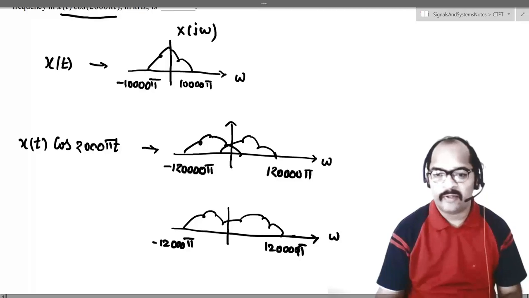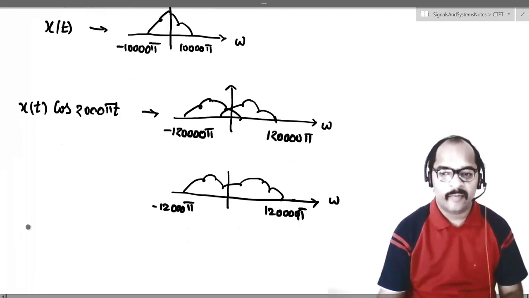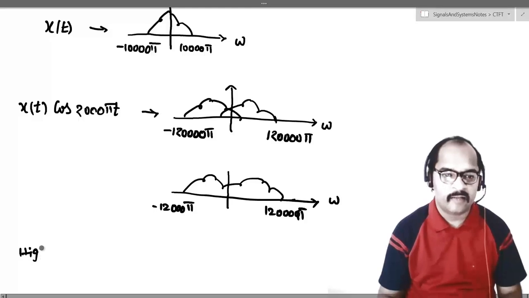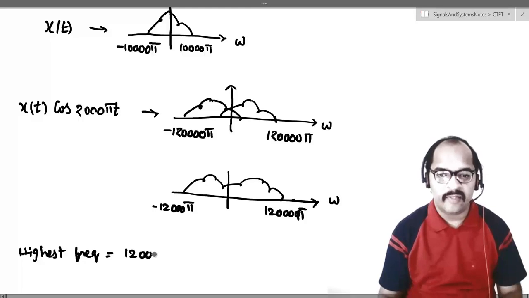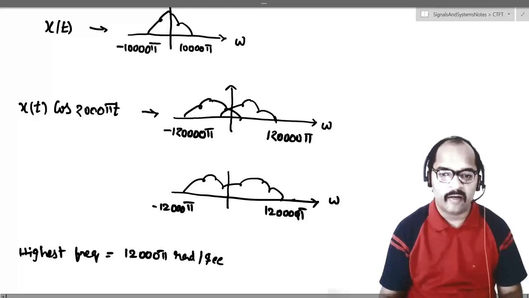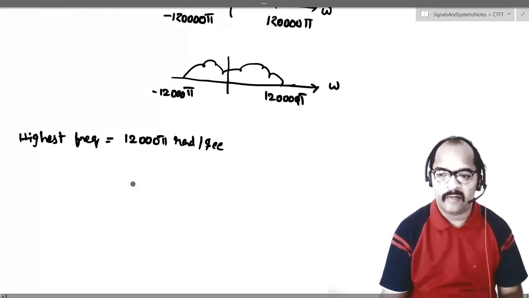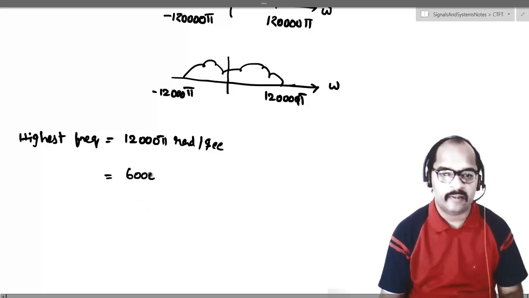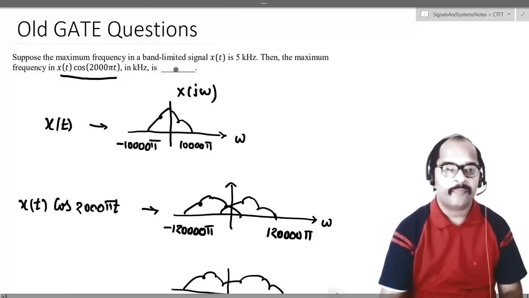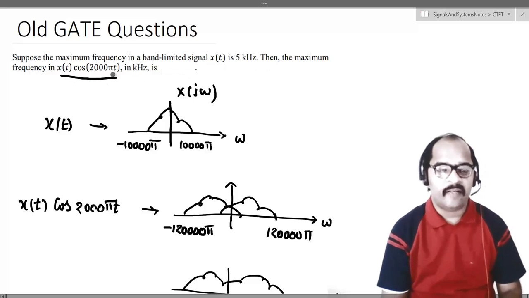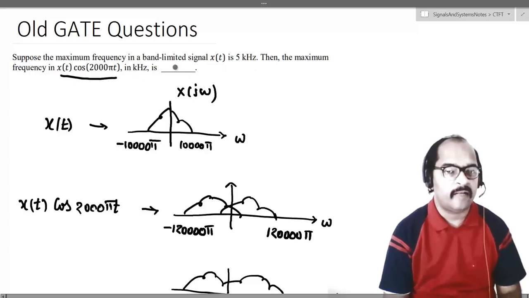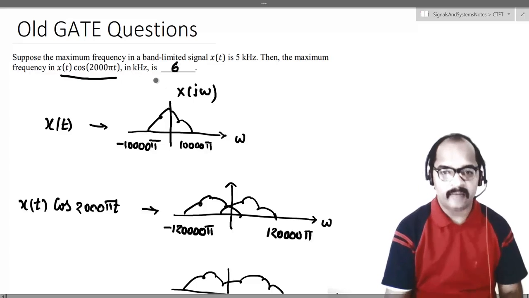So what is the highest positive frequency here? In radians per second it is 12,000 pi. So the highest frequency is 12,000 pi radians per second, or in hertz, that equals 6 kilohertz. So this is 6000 hertz, or 6 kilohertz. So what is the question? We have to find the maximum frequency of x of t cos 2000 pi t in kilohertz. So what should the answer be? It should be 6.